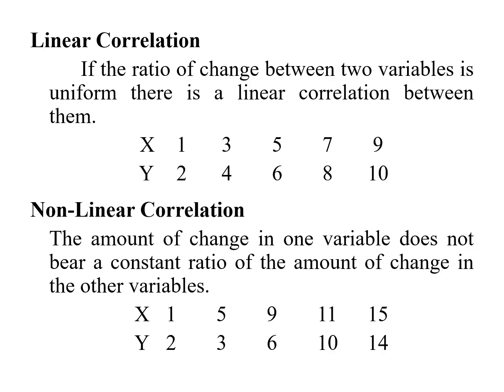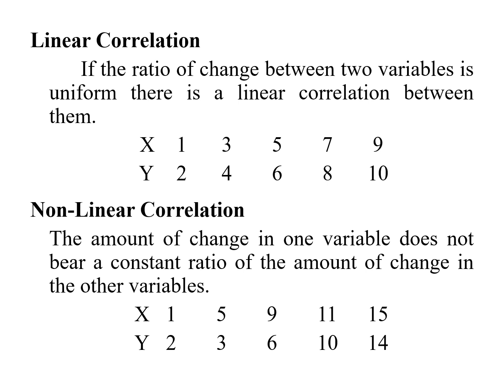Next one, linear correlation and non-linear correlation. The first one, linear correlation. If the ratio of change between two variables is uniform, there is a linear correlation between them. For given x and y variables, take the x values 1, 3, 5, 7, 9. There is a uniformity in the x variable, and see the y variable values 2, 4, 6, 8, 10.